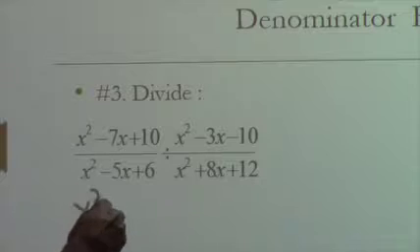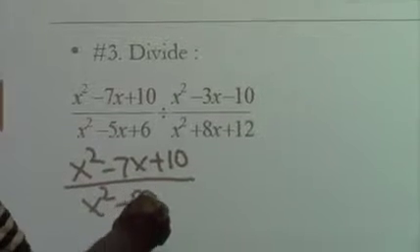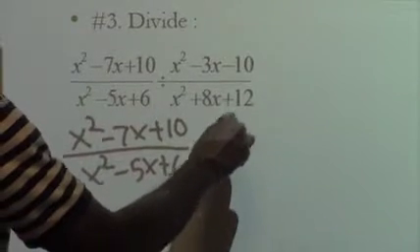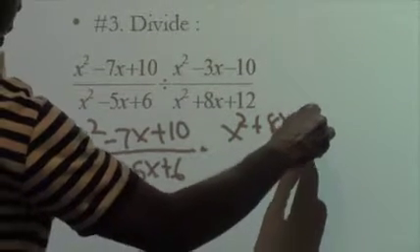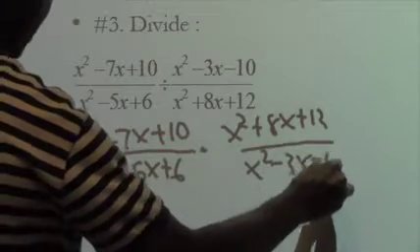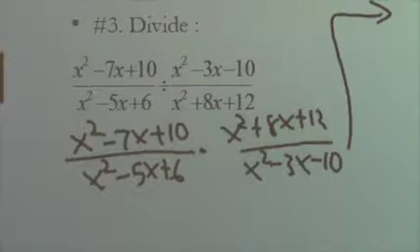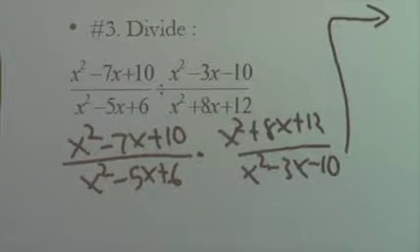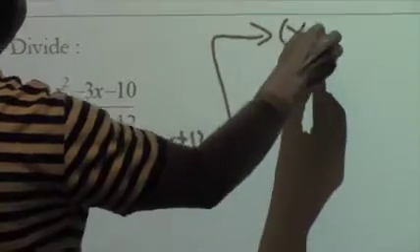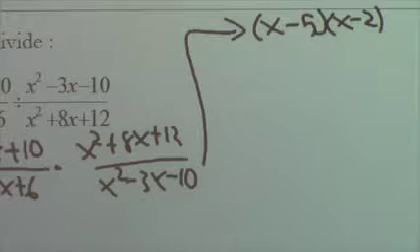So I'm going to rewrite this as x squared minus 7x plus 10 over x squared minus 5x plus 6 times x squared plus 8x plus 12 over x squared minus 3x minus 10. And then I have to factor on top. So on the left side here, in the numerator, I'm looking for two numbers I can multiply to give me 10 and combine to give me -7. So I can see that's x minus 5, x minus 2, because -5 times -2 will give me 10, and -5 plus -2 will give me -7.